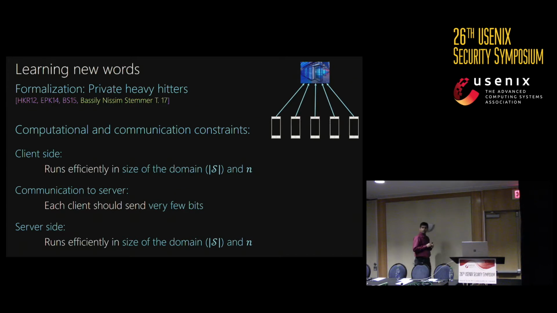Now, these are the constraints we are working with. Notice that I used English phrases like efficiently, very few bits. These are not specifications. In the next few slides, given the setup of the problem, I will tell you how to formalize what it means to be efficient, what is a few number of bits, how much computation you can tolerate and how much communication you can tolerate. That will be given by the problem specification itself.